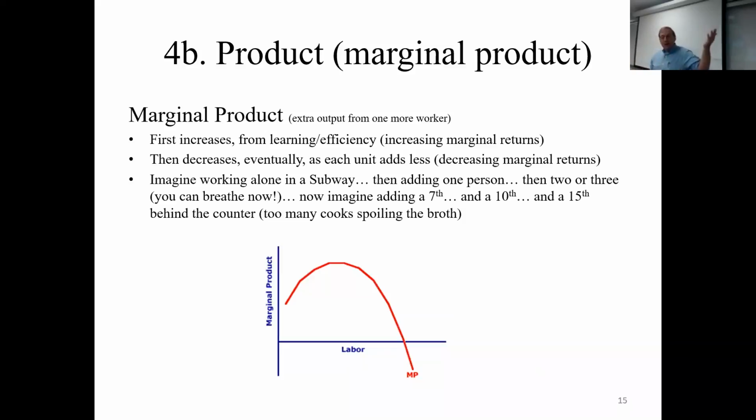Well, that in the graph is simply the point where that red line crosses the horizontal axis and starts falling. That means that each individual worker is actually taking away from the production.